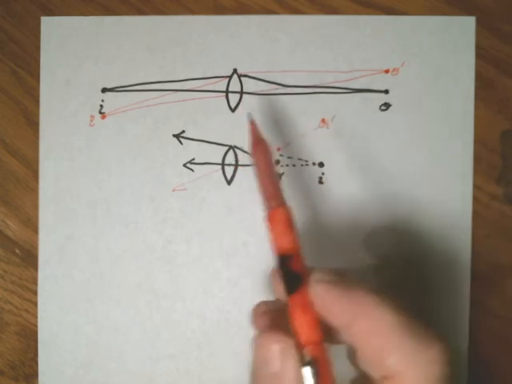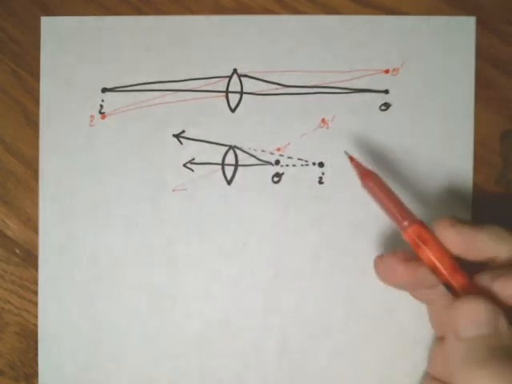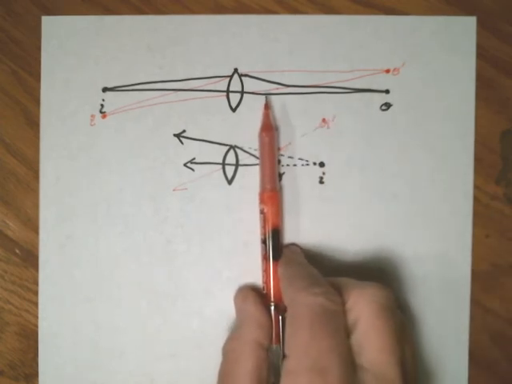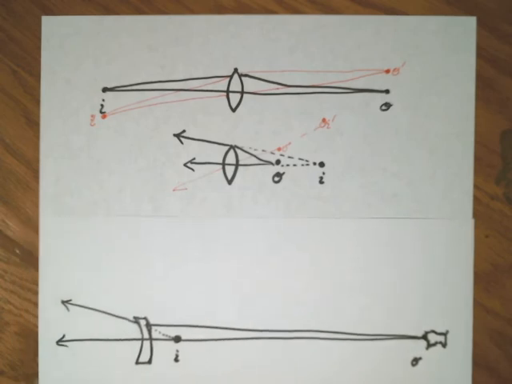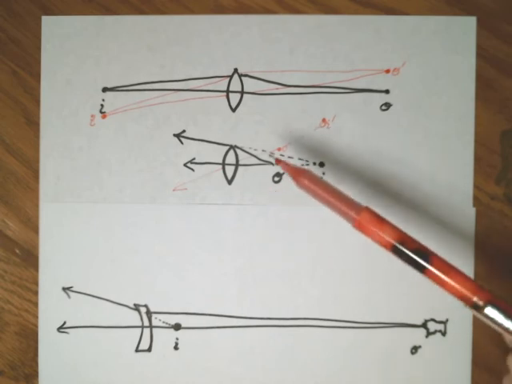We can get a real image when the object is farther than the focal length, or we can get a virtual image when the object is closer than the focal length. If we now bring back the one from the buffalo, these are all the different types of images you can get with lenses.